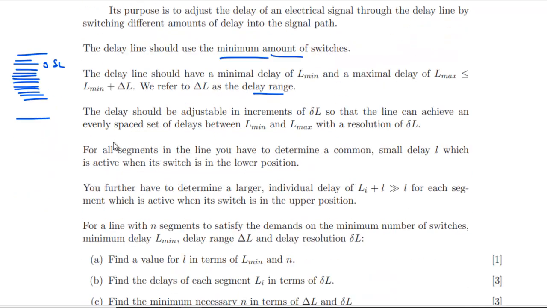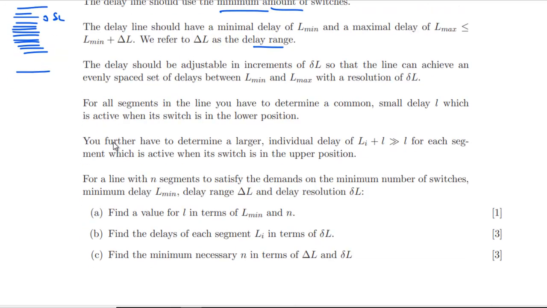And how many segments? We've got N segments, right? You further have to determine a larger individual delay for each segment. The line with N segments satisfies the demands on the minimum number of switches, minimum delay L min, delay range dL. So yeah, this is our delay range, top to bottom. That's our delta L. That's our L max. That's our L min. Right, so this is all fine so far, which means find a value of L in terms of L min and N.